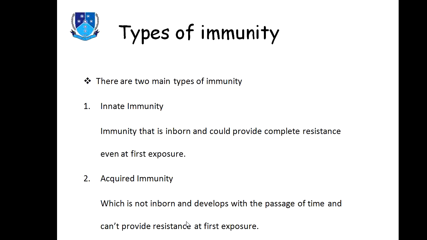Types of immunity. There are two major types of immunity. Number one, innate immunity, and number two, acquired immunity. Acquired immunity is also called adaptive immunity. Innate immunity is also called inborn immunity.